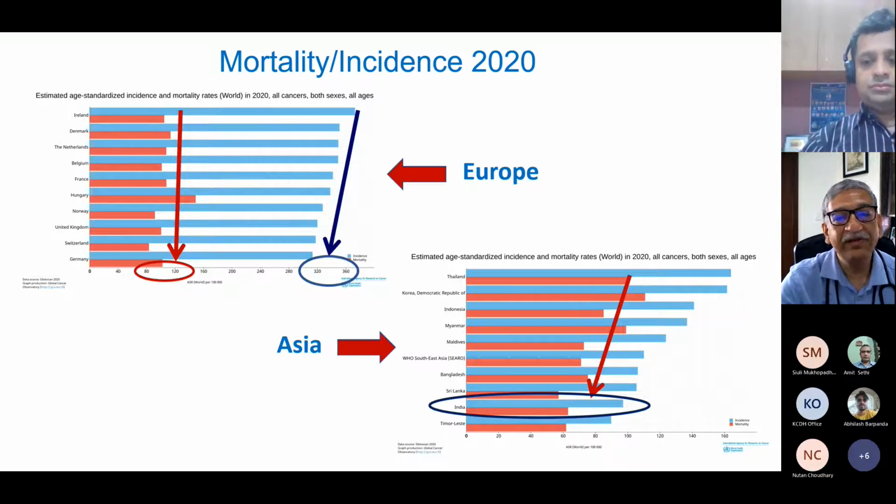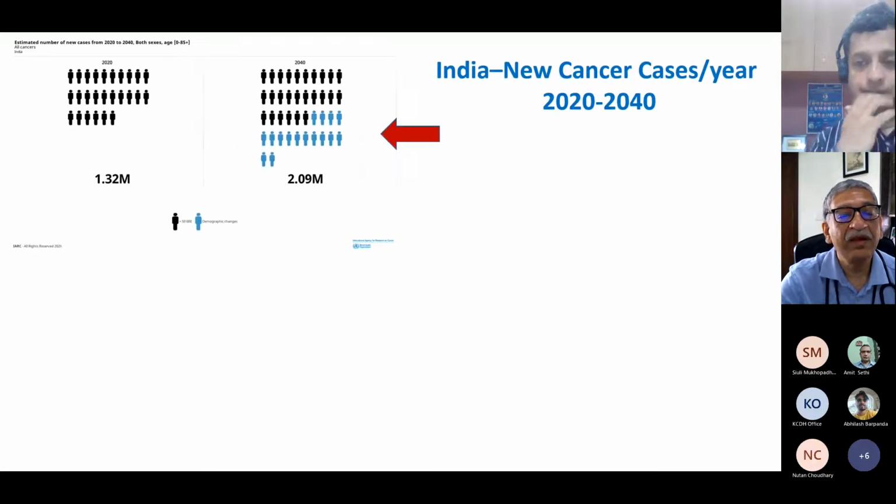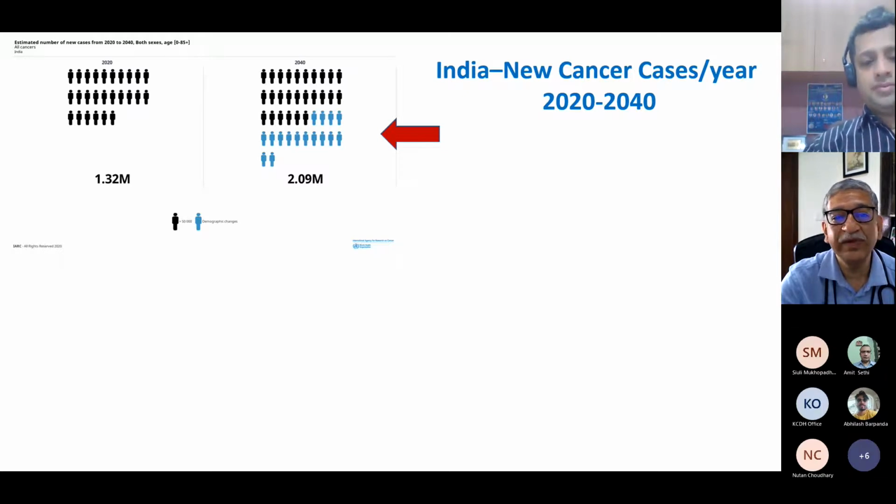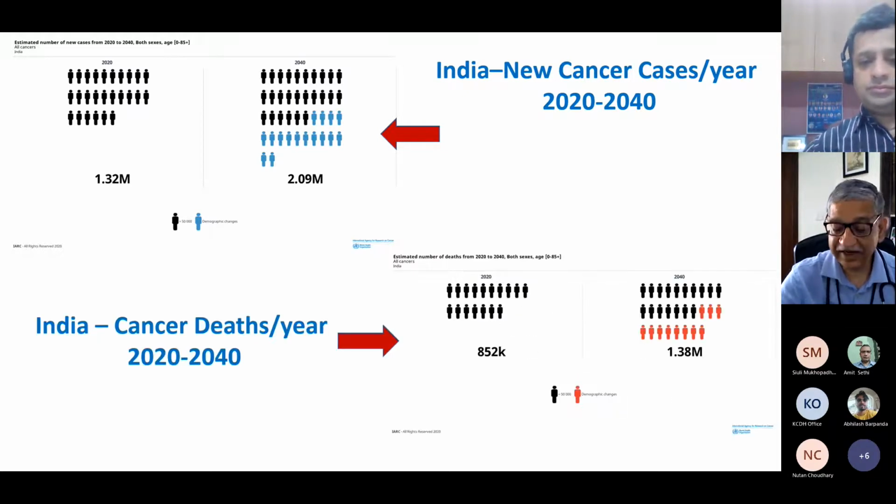And we do have a long way to go before we can achieve the kind of mortality and cures that are prevalent in other parts of the world. So this is the burden of cancers. You can see that currently in India, we have about 1.3 million new cases of cancer every year. This is projected to increase to about 2.1 million in the next 20 years. In terms of deaths, 850,000 deaths annually due to cancer at present, projected to increase to about 1.4 million in the next 20 years.